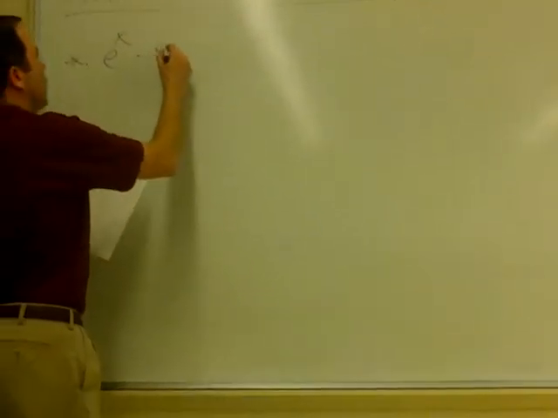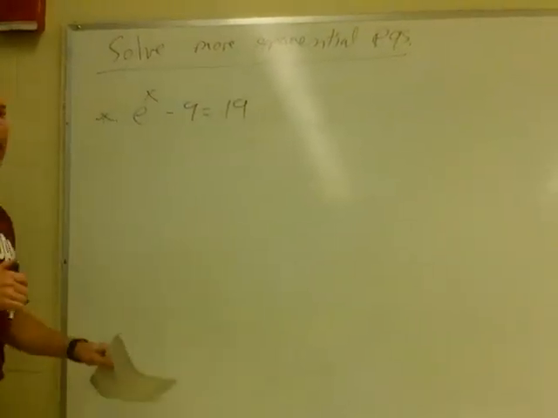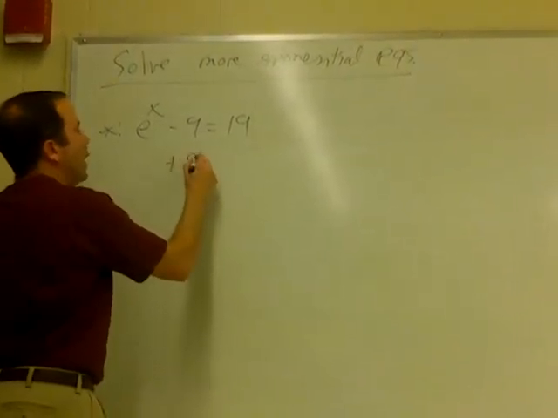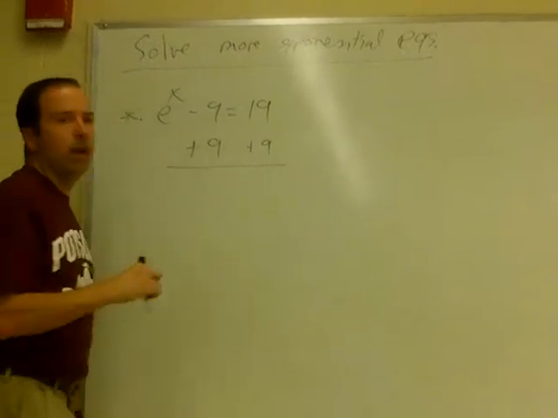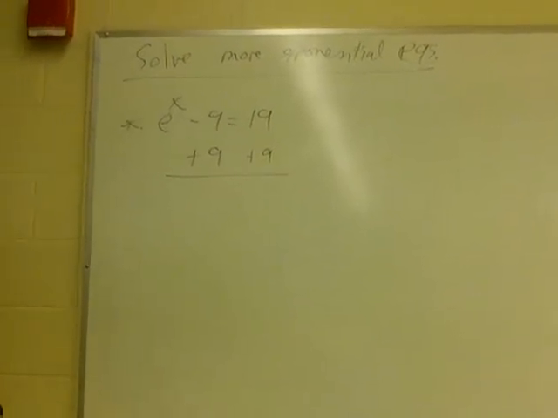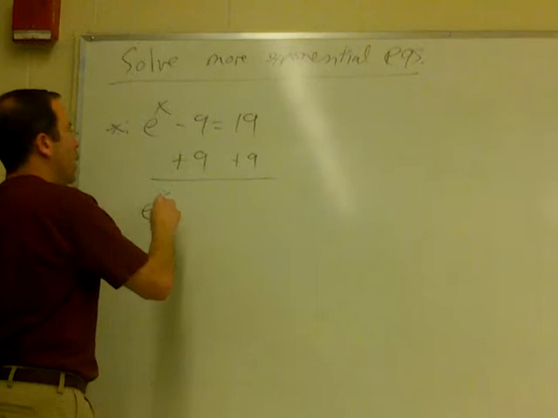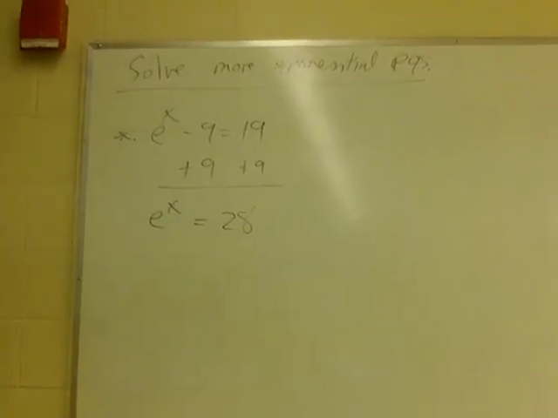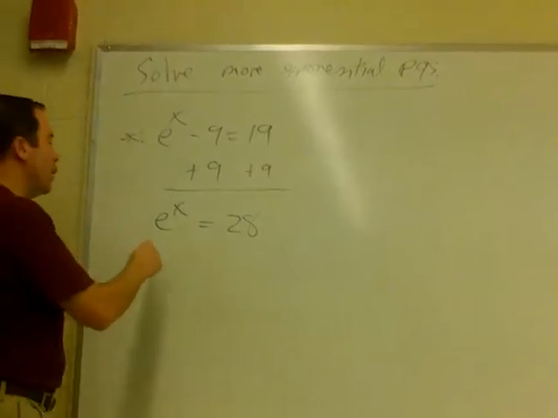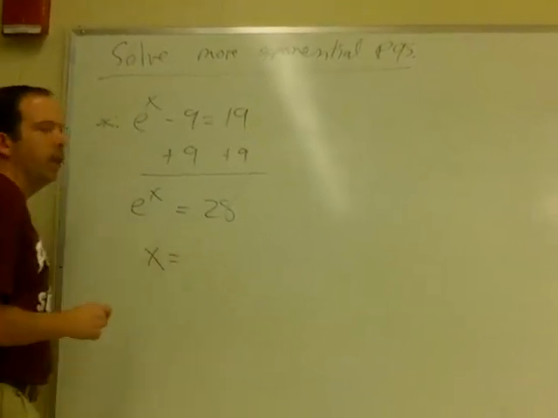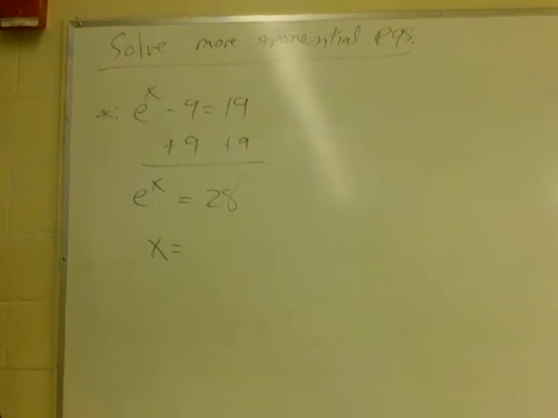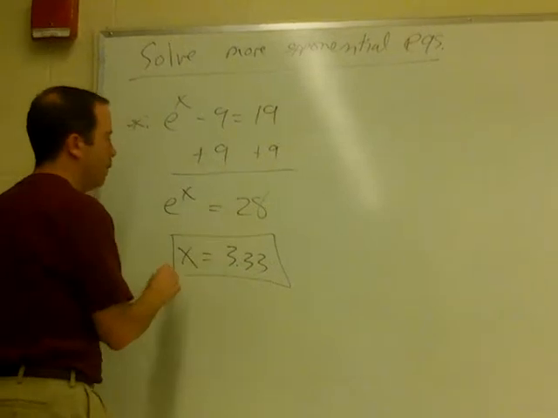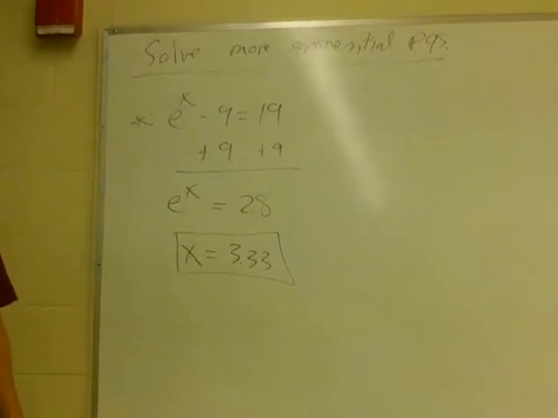e to the x minus 9 equals 19. So we add 9 to both sides because we want to isolate the exponential term. I said 27, that's all right, it's 28. Then we take the natural log of both sides and we get x equals the natural log of 28, which is 3.33. Bingo.